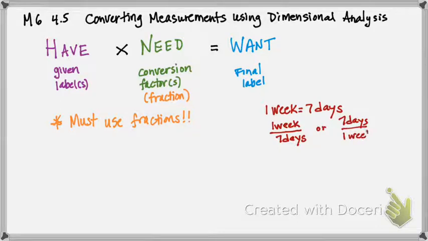So the question is, how do I know which way to write my conversion factor? Well, it's all based on what you want, okay? What you want is going to be the label that's on top. So if you want days, you're going to put days on top. If you want weeks, you're going to put weeks on top, okay? Now, don't get too freaked out because we are going to be practicing a couple of these examples so you can see it, okay? Now, I'm going to write down this information.